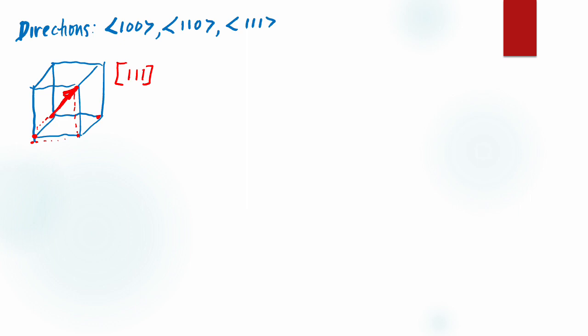So if it started in the front right bottom corner and went that way, it would be going -1 in X, -1 in Y, and +1 in Z. So that direction would be 1 bar, 1 bar, 1. So the members of that family, 1, 1, 1, are the direction 1, 1, 1.